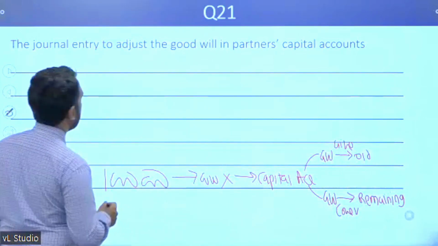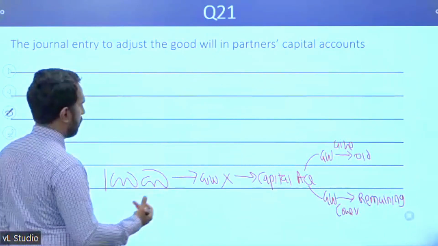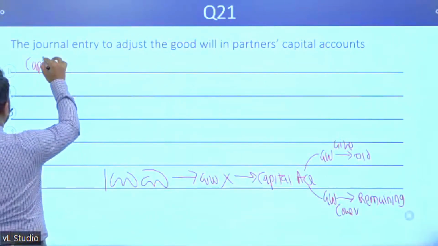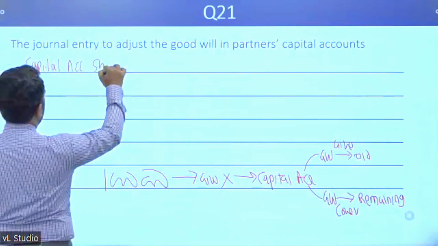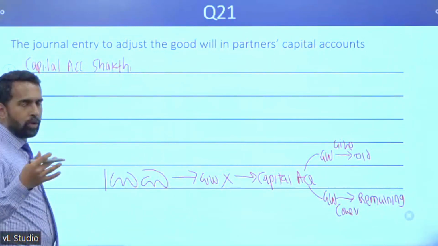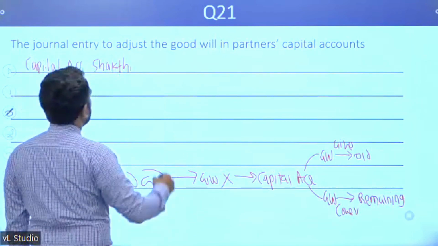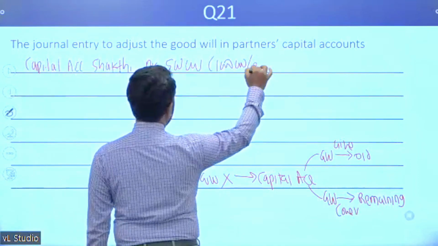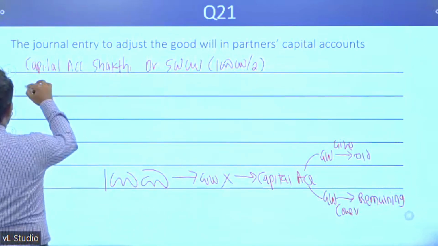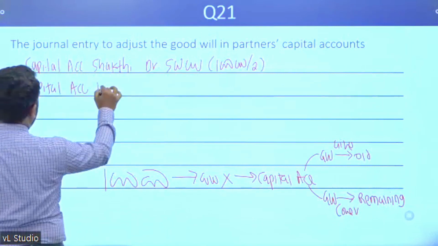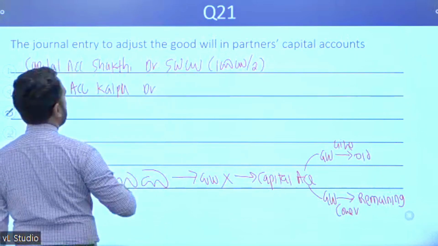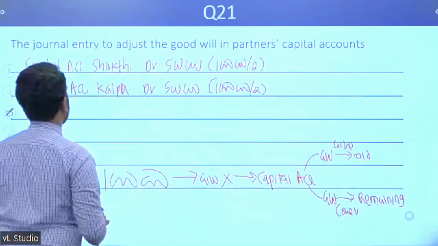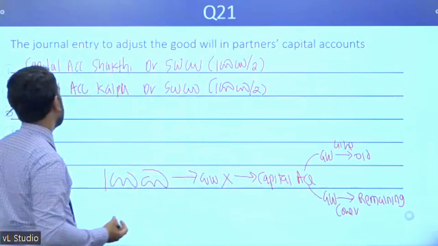So we are going to pass the double entry. We are going to charge it to the new partners, who are remaining: Shakti and Kalpa. Capital account of Shakti, since they share profit equally on a one-to-one basis, will be debited 500,000. How do we calculate 500,000? 1 million divided by 2, 1 to 1. Then capital account of Kalpa is debited another 500,000, which is 1 million divided by 2. So this is where we charge from the remaining partners.